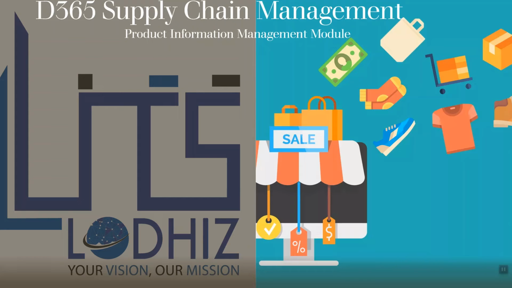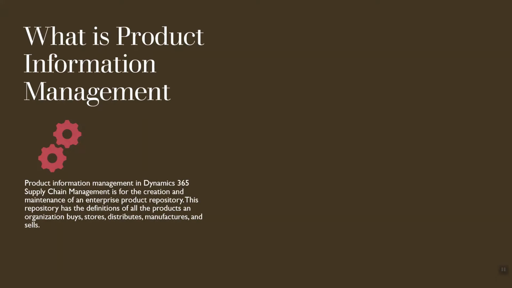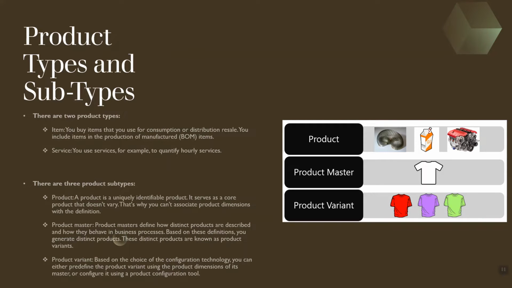Hello everyone. In today's session, we'll discuss Dynamics 365 Supply Chain Management, Product Information Management module. What is Product Information Management? Product Information Management in Dynamics 365 Supply Chain Management is for the creation and maintenance of an enterprise product repository. This repository has the definition of all the products an organization buys, stores, distributes, manufactures, and sells.